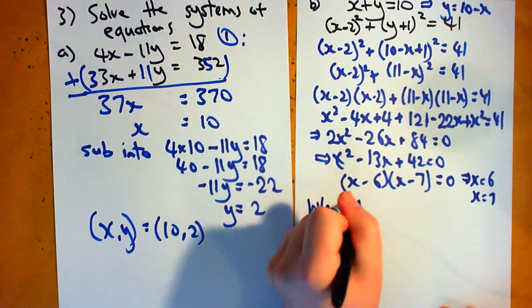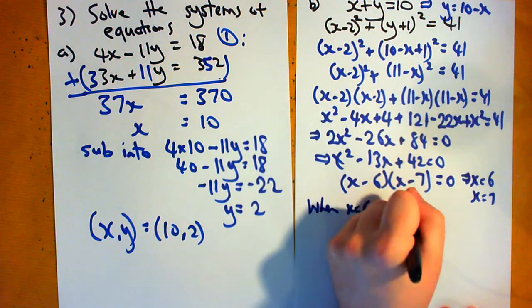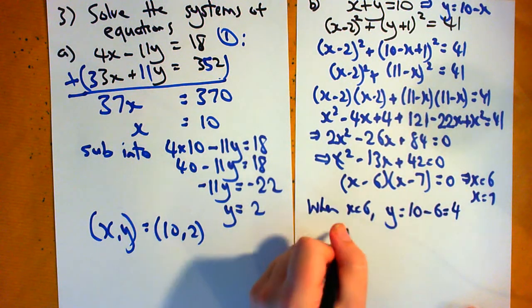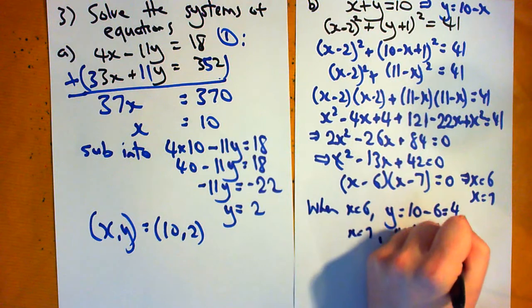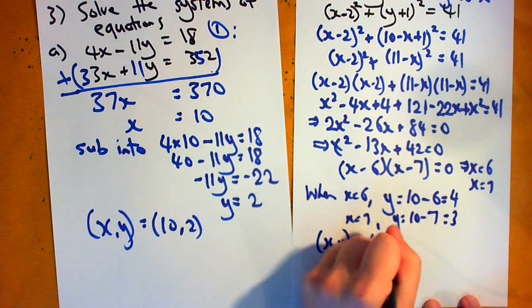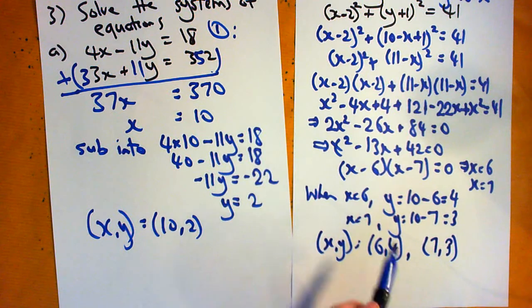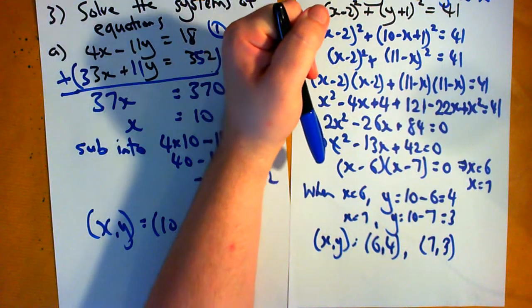When x equals 6, what's y going to be? We can substitute into 10 minus x to get 10 minus 6 is 4. And when x equals 7, y equals 10 minus 7 gives us 3. So our two solutions are x is 6, y is 4, and x equals 7, y equals 3. Clearly both pairs satisfy the first equation because these two numbers add to 10 and these two numbers add to 10. Now what about the second equation?